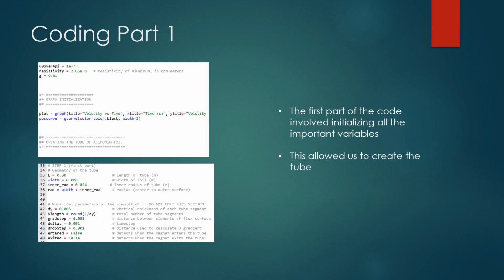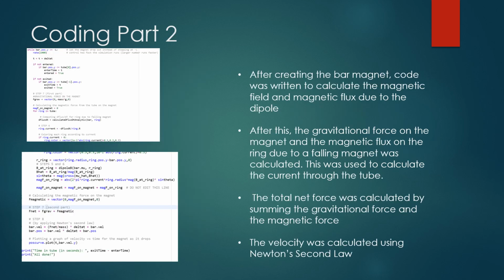This is my initial code of just initializing the variables, such as the mass of the tube, the length of the tube, as well as delta T, gravity, and resistivity. That's all this first part of the code was. It allowed us to create the tube. After creating the bar magnet, code was written to calculate the magnetic field and magnetic flux due to the dipole. I also want to include that this is where I used my mu of 2.21 that I calculated from Lab 3 in this part of the code.